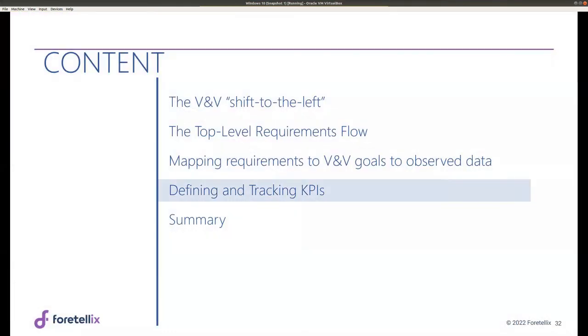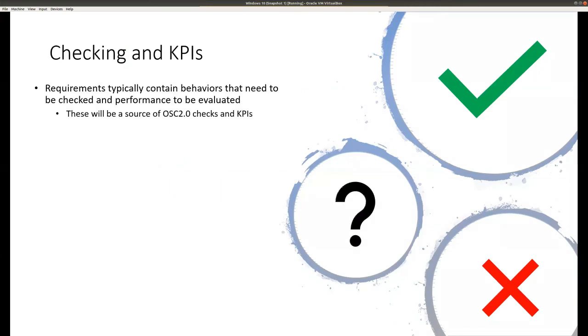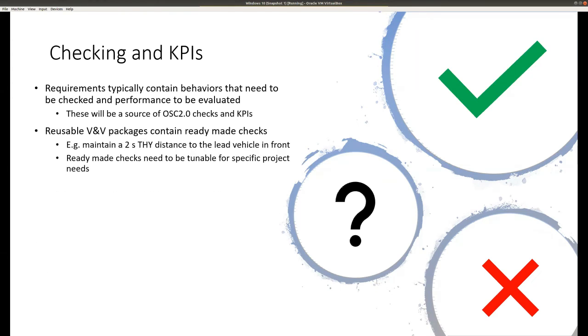Let's talk a little bit about defining and tracking KPIs. So requirements, like we said, typically contain behaviors, and you can derive KPIs and checks out of that. This will be the source of the checks and KPIs. Usable VNV packages will contain ready-made checks. For example, maintain a 2 seconds time headway distance to the lead vehicle in front. They're not related to any specific project.